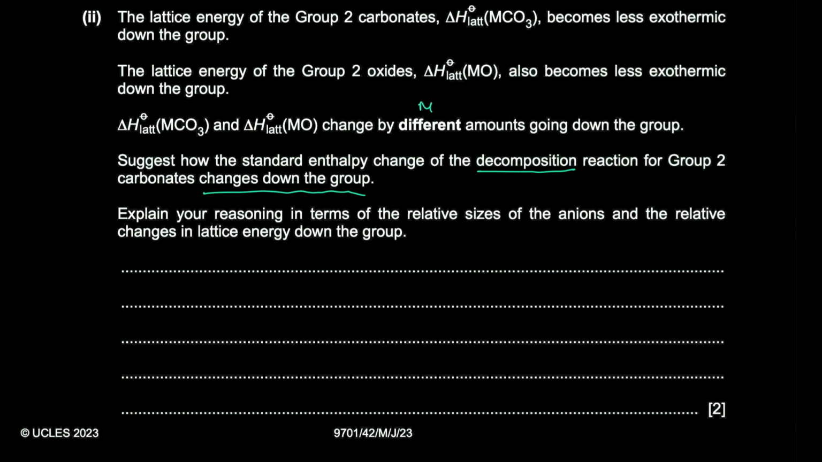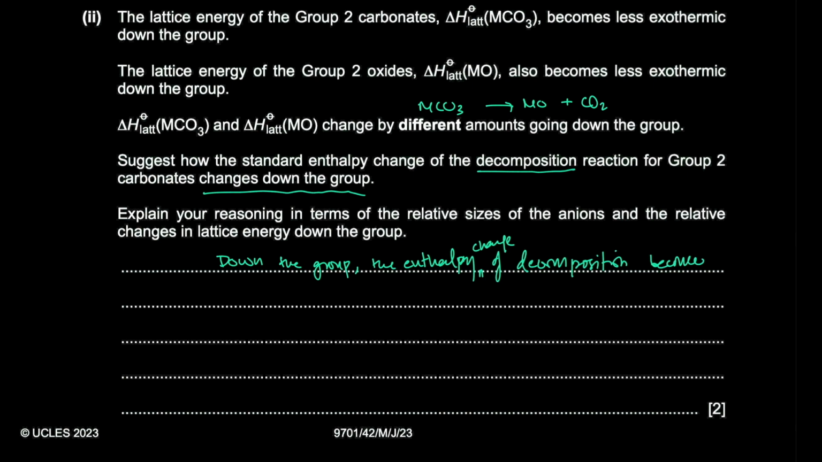Now we know that the thermal stability of the carbonates increases down the group. In other words, it's more difficult for them to decompose, right? More difficult for them to decompose, or higher temperatures needed for decomposition. So that means down the group, the enthalpy change of decomposition becomes more endothermic, okay? In other words, more heat or a higher temperature is required for decomposition.